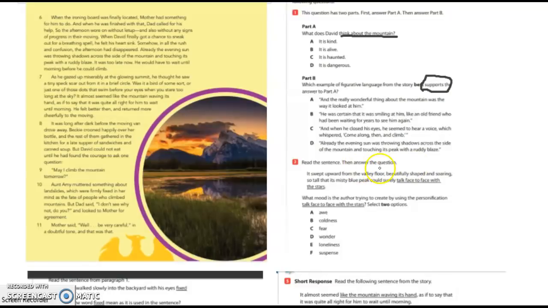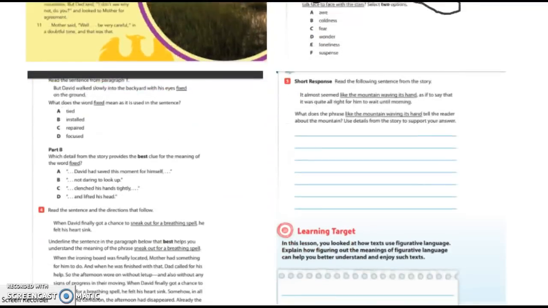Read the sentence and then answer the question. It swept upward from the valley floor, beautifully shaped and soaring, so tall that its misty blue peaks could surely talk face to face with the stars. What mood is the author trying to create by using the personification talk face to face? So I circled personification and I underlined the word mood because those would be important when we're answering our questions.